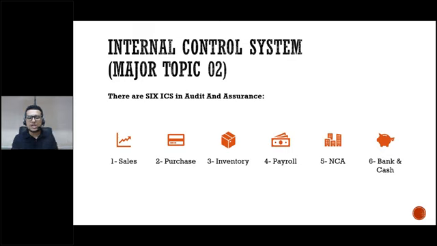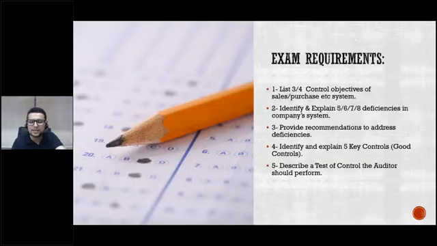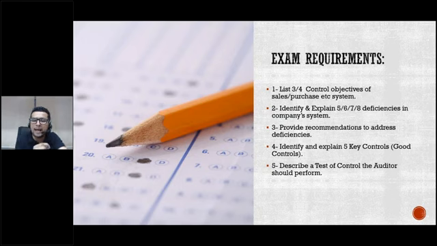So if somebody has just joined us, we have just started internal control systems, which is our major topic number 2 in our syllabus of AA. We have got 6 internal control systems, and for these 6 internal control systems, an examiner could ask these 5 types of requirements. Out of these 5 exam requirements, the first is a knowledge based exam requirement. Why am I saying that? Because the first exam requirement has got nothing to do with the scenario. So the first exam requirement could be that you need to express the control objectives of any particular system. Let's say it's the sales system, the purchase system.